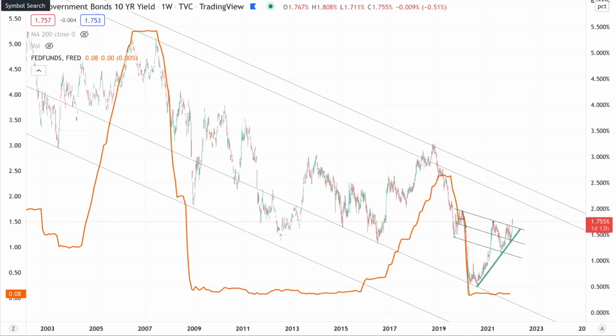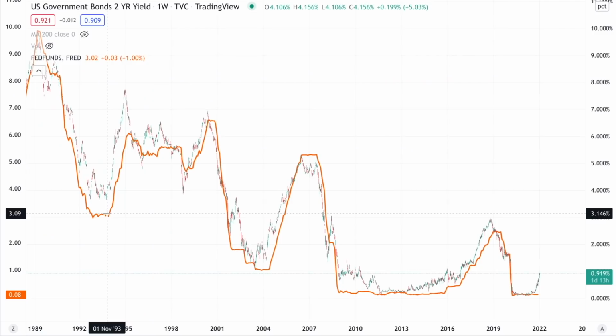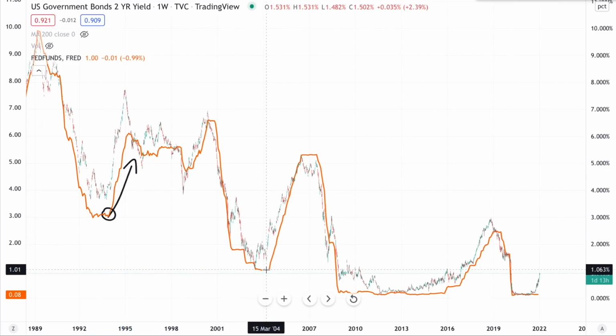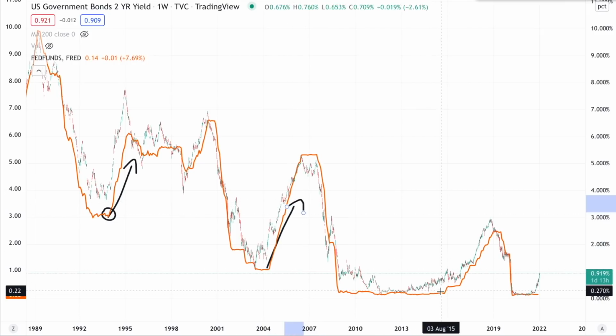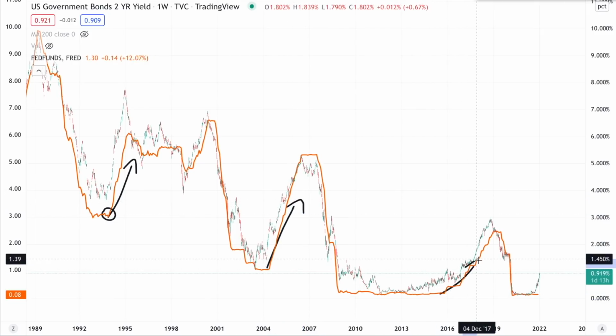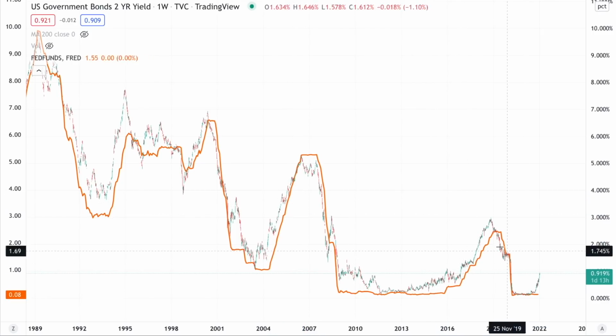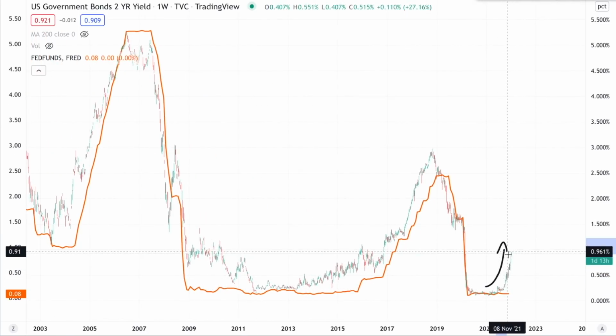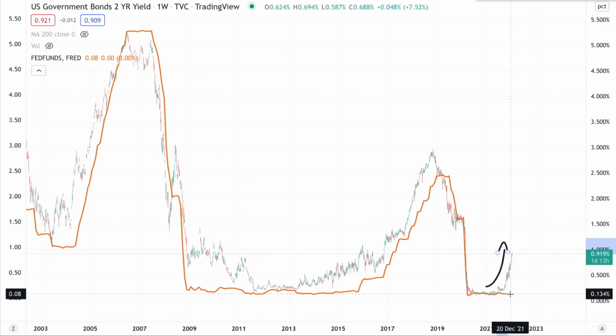In fact, let's take a look at the 2-year yield. Typically, you have the Federal Reserve fund rate rise with the 2-year yield. It happens every time, right? The Fed leads the 2-year yield higher. Now look at what's happening right now. We have the 2-year yield absolutely blasting off without the Federal Reserve beginning to tighten whatsoever.